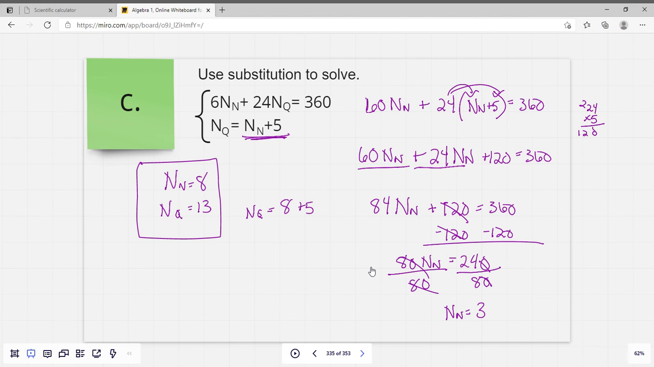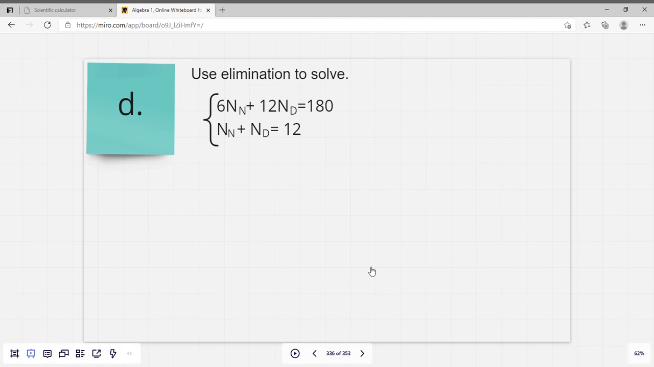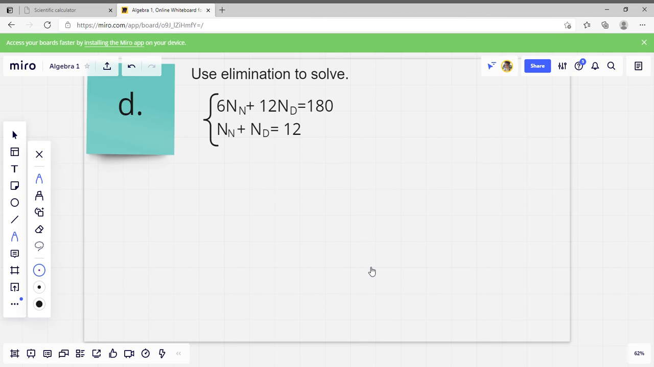Pretty easy. This one we're supposed to use elimination. So that means I'm going to have to multiply one of these. I'm going to multiply this one times negative 6. So I'm going to have 6 times my number of nickels plus 12 times my number of dimes equals 180. And then when I multiply this times 6, I'm going to say my number of nickels times negative 6, my number of dimes times negative 6. Oops, so that would be a negative. And then 6 times 12, which would be negative 72.